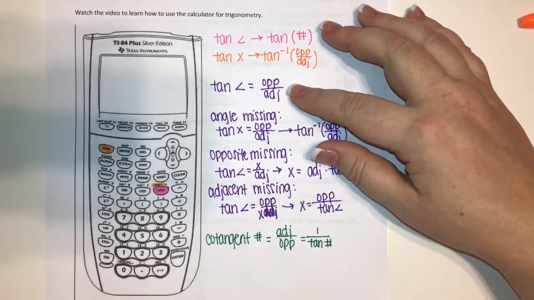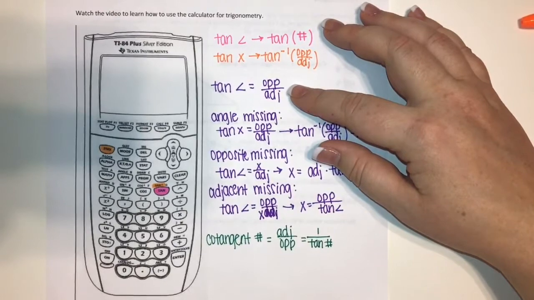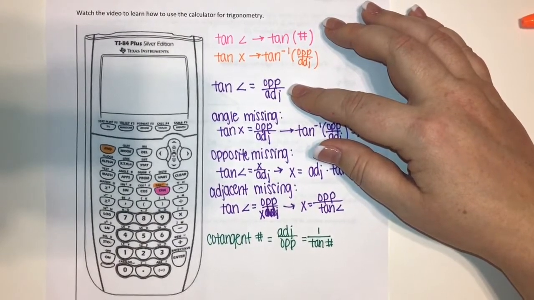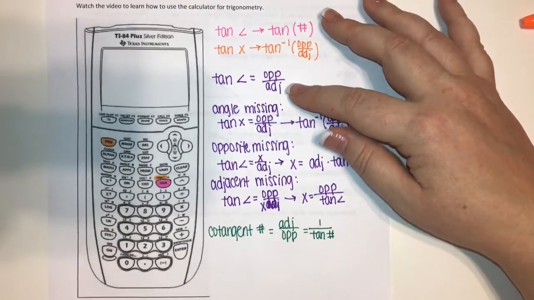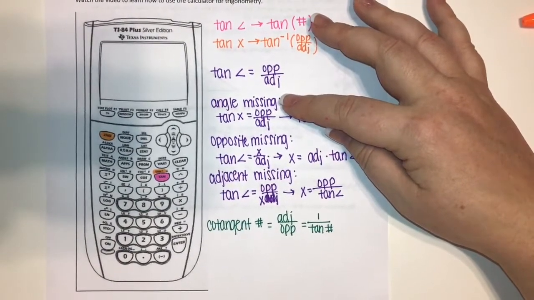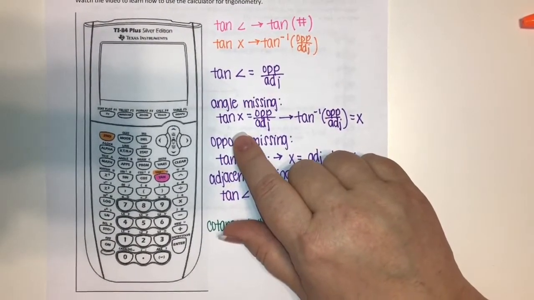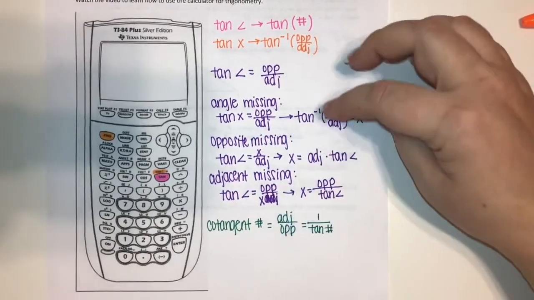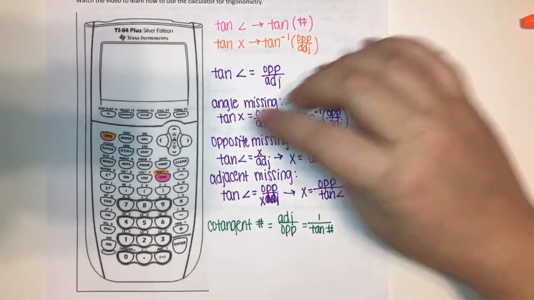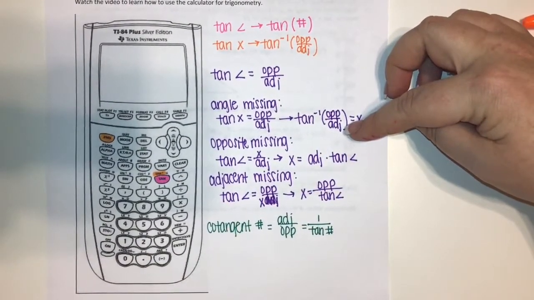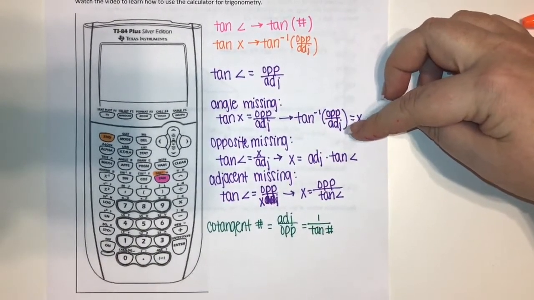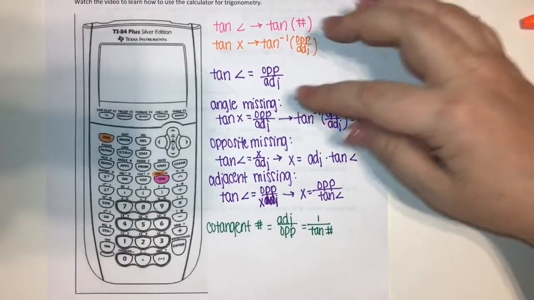Right here, this is my main ratio. This is the main equation that we deal with when we're dealing with tangent. It's opposite over adjacent. If we are missing our angle, what we're going to get is tan of x equals opposite over adjacent. This is when we're going to use that inverse tan, or the second tangent. And then we'll put the opposite over the adjacent in the parentheses, and that will give me my angle.